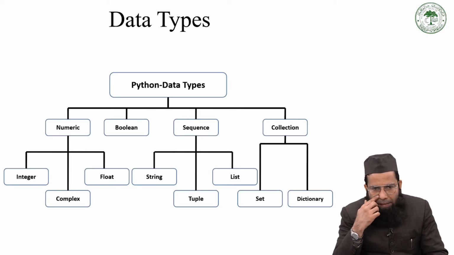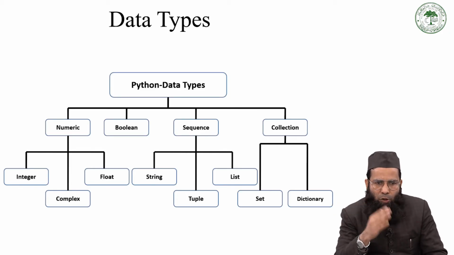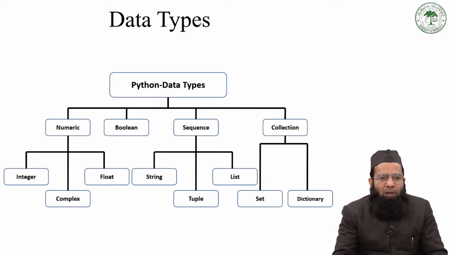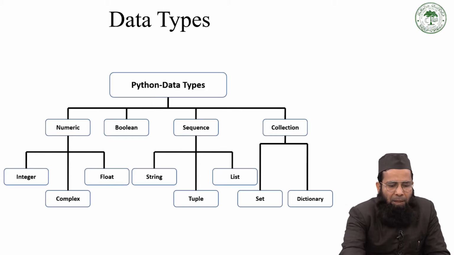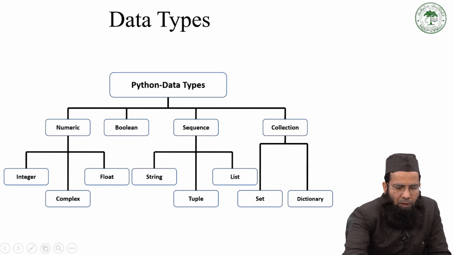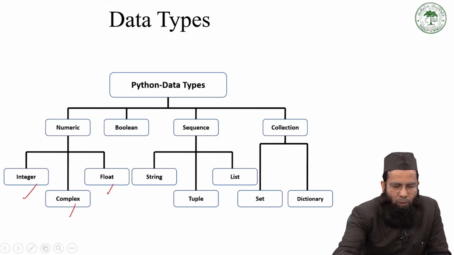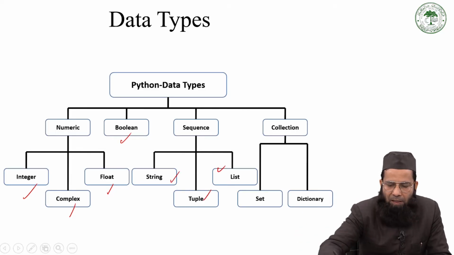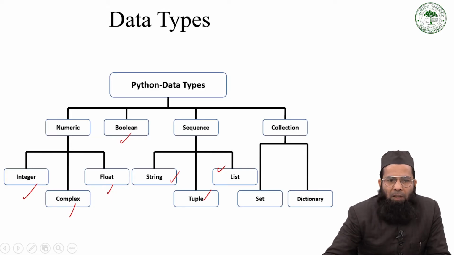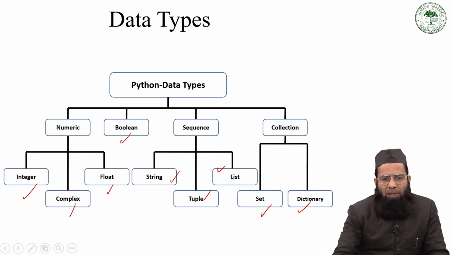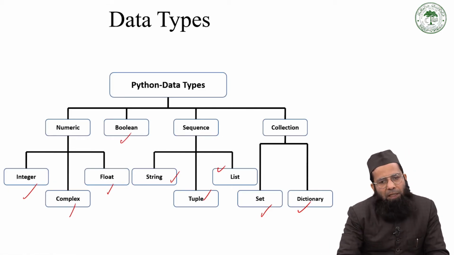If you want to categorize different data types, Python data types are numeric, Boolean, sequence, and collection. Under numeric, you have the integer data type, then complex and float. Under Boolean, there is only a single data type. As far as sequence is concerned, we have string, tuple, and list, which we'll discuss in a separate class. Similarly, very important data types are set and dictionary under the collection data type. So these are very important data types.